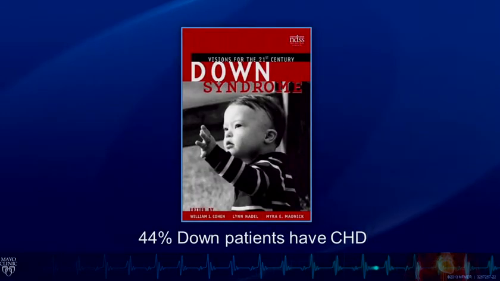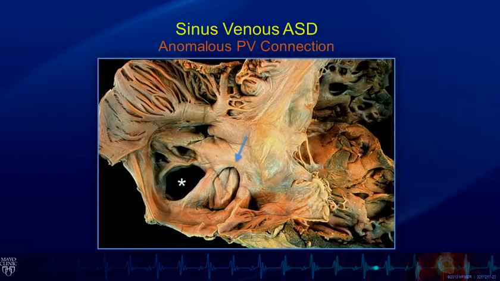What about genetic implications? These defects are very common in individuals with Down syndrome. Down's patients have a very high frequency of congenital heart disease. Over 40% of patients with Down syndrome will have congenital heart disease, and indeed the atrioventricular septal defects are the most common defects that we'll see. Let's turn our attention now to sinus venosus atrial septal defect.